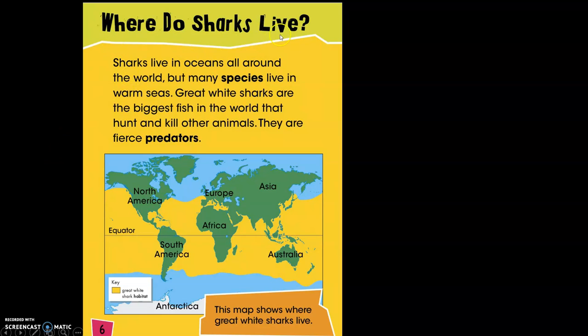Where do sharks live? Sharks live in oceans all around the world, but many species live in warm seas. Great white sharks are the biggest fish in the world that hunt and kill other animals.